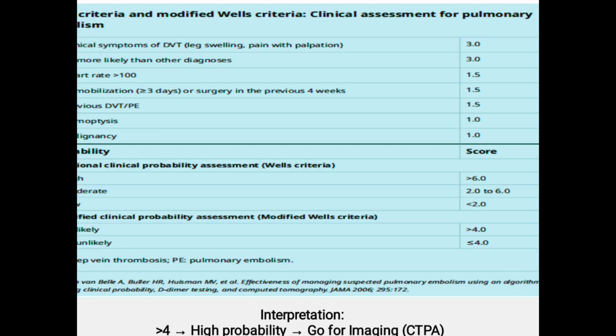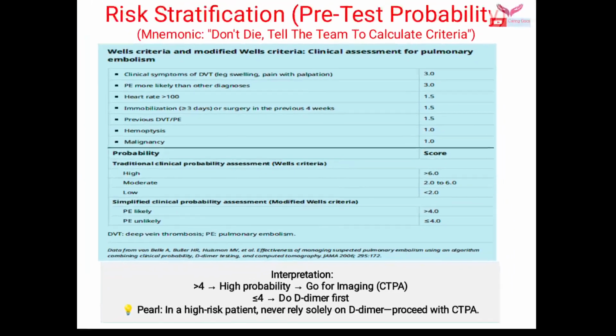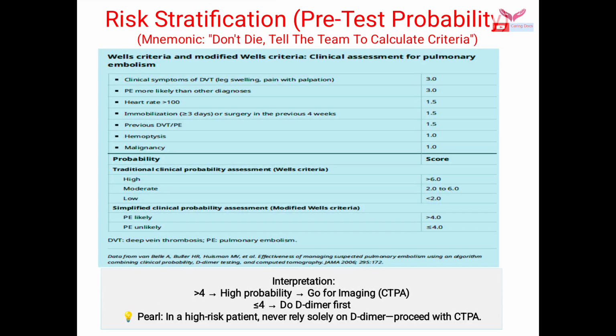If the score is more than 6, then we categorize it as high probability of pulmonary embolism. If the score is between 2 to 6, we categorize that as moderate, and if the score is less than 2, then we categorize it as low probability of pulmonary embolism. Similarly, the modified Wells criteria is used nowadays. If the score is more than 4, we say the pulmonary embolism is likely, and if it is less than or equal to 4, we say that pulmonary embolism is unlikely.